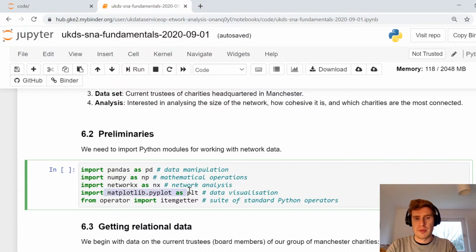We've got a data visualization package that's quite useful when we draw some graphs in a moment. And then we've got a standard piece of Python programming, which just allows us to loop through lists, for example. It's nothing complicated at all. We just have to call it in to this Python session. So that's what we do with the preliminaries.